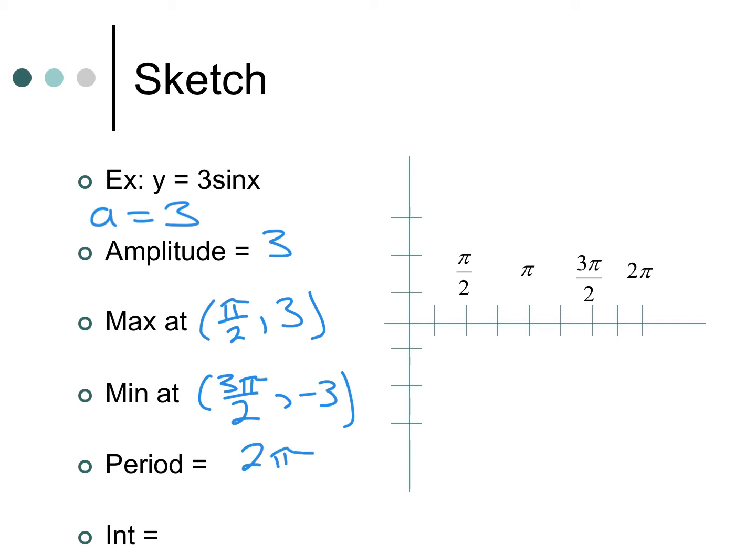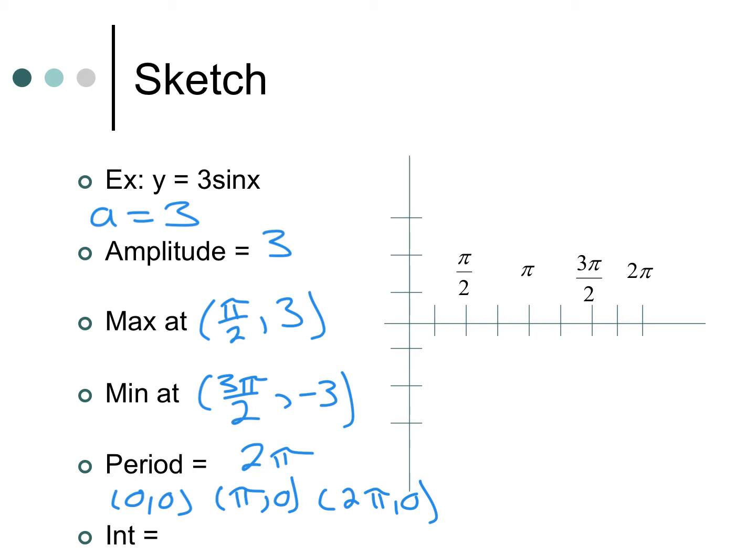For your intercepts, the intercepts were 0, 0, pi, 0, and 2 pi, 0. Because we're multiplying our y value by a, and our y value was 0, your intercepts are all going to stay the same. So we still have intercepts at 0, 0, pi, 0, and 2 pi, 0. Again, they are staying the same because our y value is 0 for those points, and when you multiply 0 by your a value, it's going to stay.